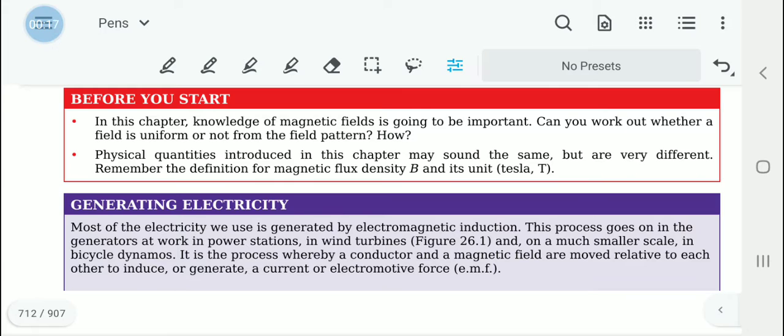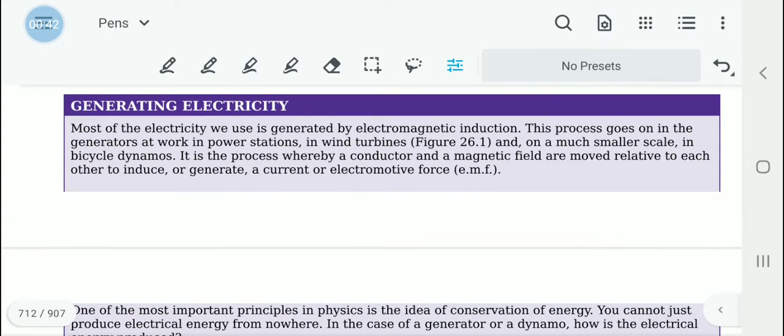Now in the earlier lesson we discussed how electric field and magnetic field take part to create certain changes in the formation of an electron beam. So now we are going to discuss more about generating electricity as well as electromagnetism and electromagnetic induction.